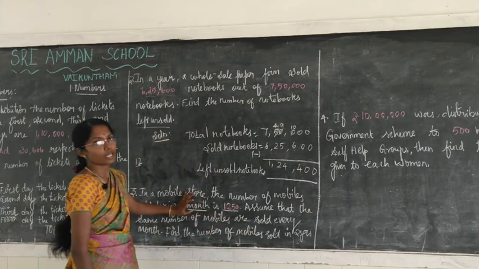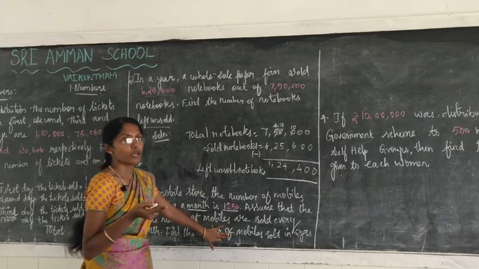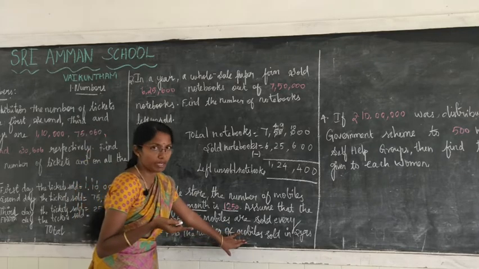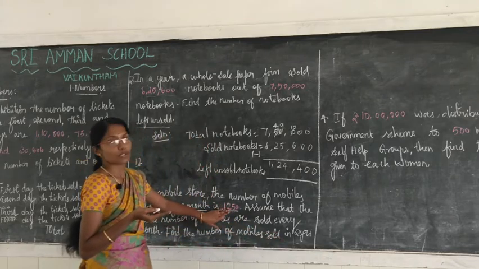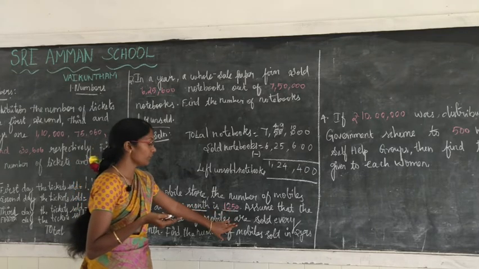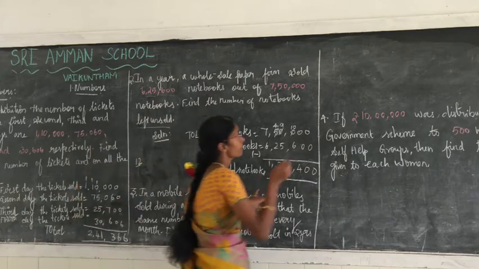So what do we have to do here? For 1 year, 12 months. For 2 years, how many months? 24, 2 into 12, 24 months. So for 24 months, how many mobiles were sold? For per month 1250. For 24 months, how many mobiles did they sell? We have to find out. So how will you find it?